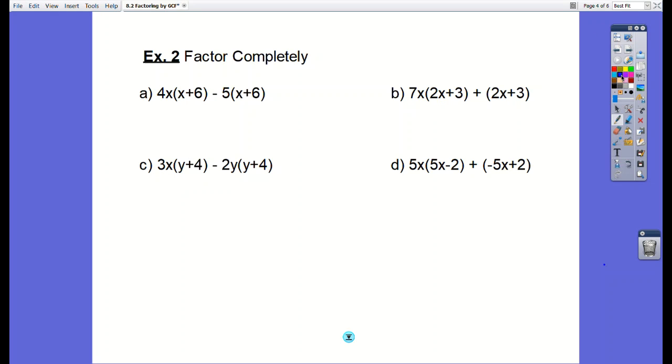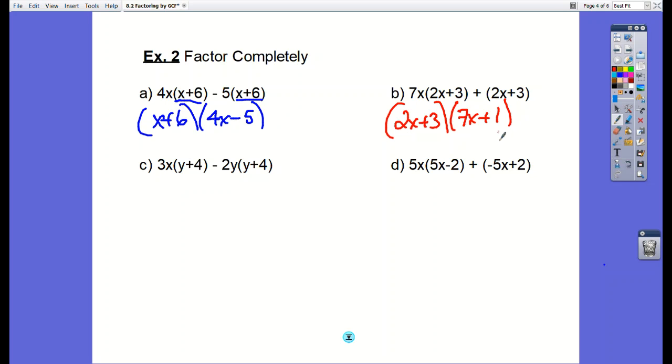All right, volunteer, part A. How can we factor this with our common binomial? Kelly? X plus 6 in parentheses, then 4x minus 5. There we go, x plus 6 times 4x minus 5. We factor out our common binomial of x plus 6. Next one, Alex. 2x plus 3 and 7x plus 1.